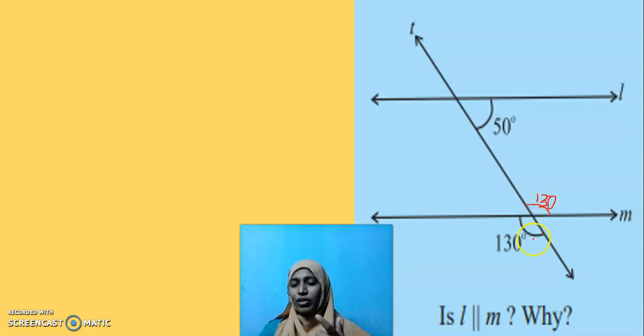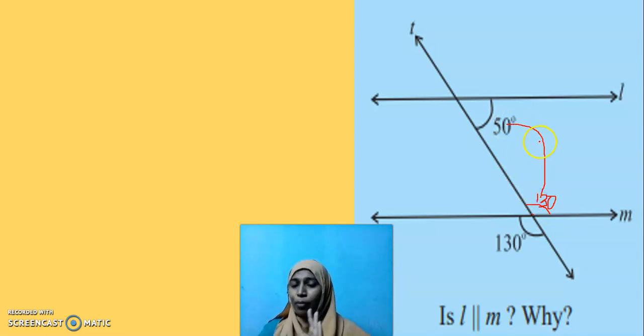Sorry, for vertically opposite angles, we need not have the condition of parallelity because it is at a point and not across the transversal. Wherever it is, vertically opposite angles are equal. So there is no doubt I will have 130 here. I am not assuming anything. Okay, but add these two angles.